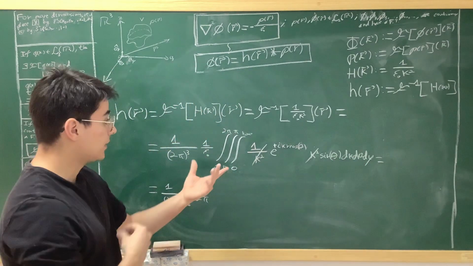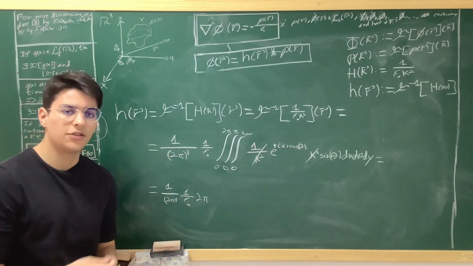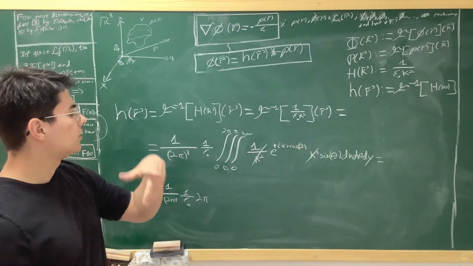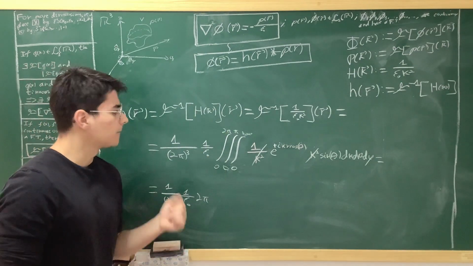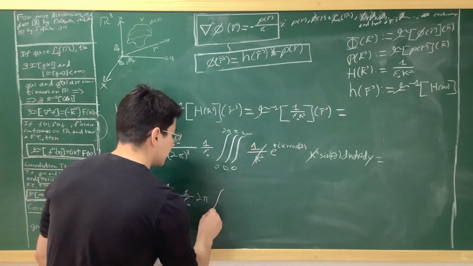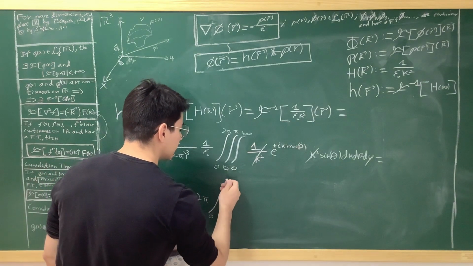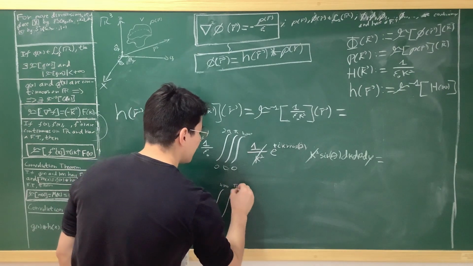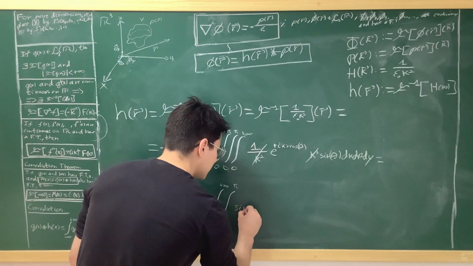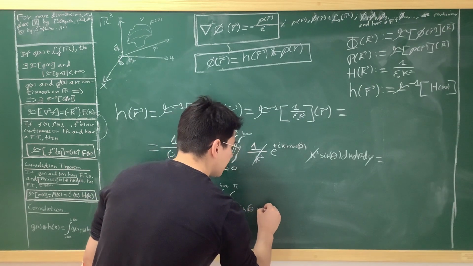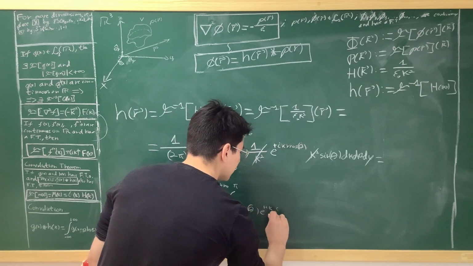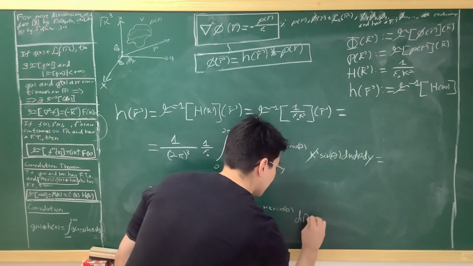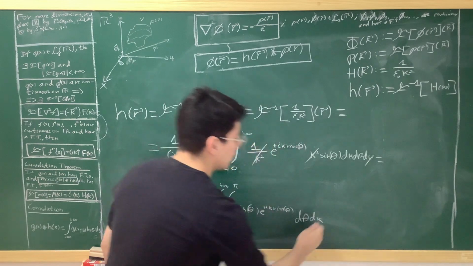If you're not too sure about any of these things, just watch my channel. There will be some multivariable calculus courses and multivariable integrals and many things. Now, we are left with the integral going from 0 to positive infinity, and the integral going from 0 to pi of the sine of theta e to the positive i k r cosine of theta d theta d k.